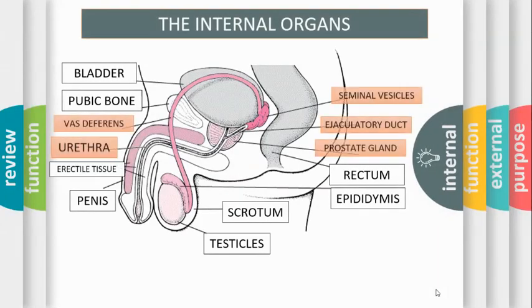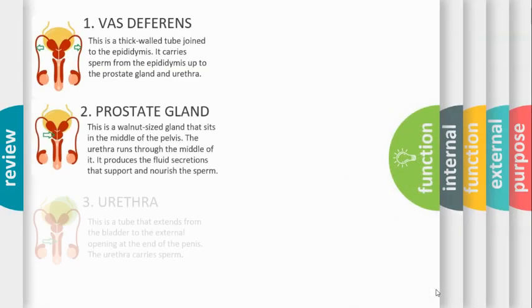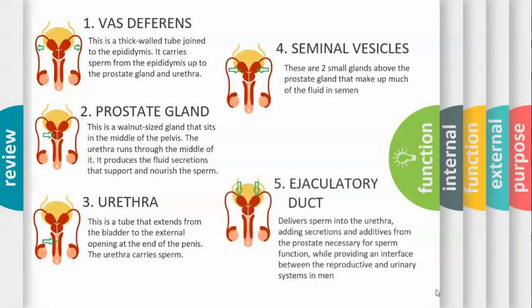Second, the internal organs. Let's overview the functions of the internal organs. Vas deferens is to carry sperm from the epididymis. Prostate gland is to produce the fluid secretions. The urethra is responsible for the expulsion of sperm during ejaculation. Seminal vesicles is to produce and store fluid that will eventually become semen. Lastly, ejaculatory duct is responsible for combining sperm with the fluids secreted.